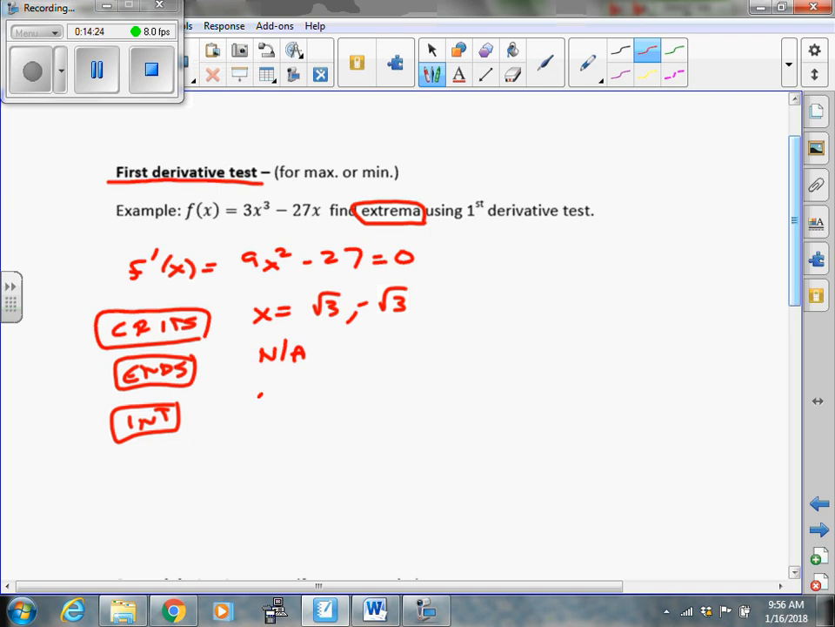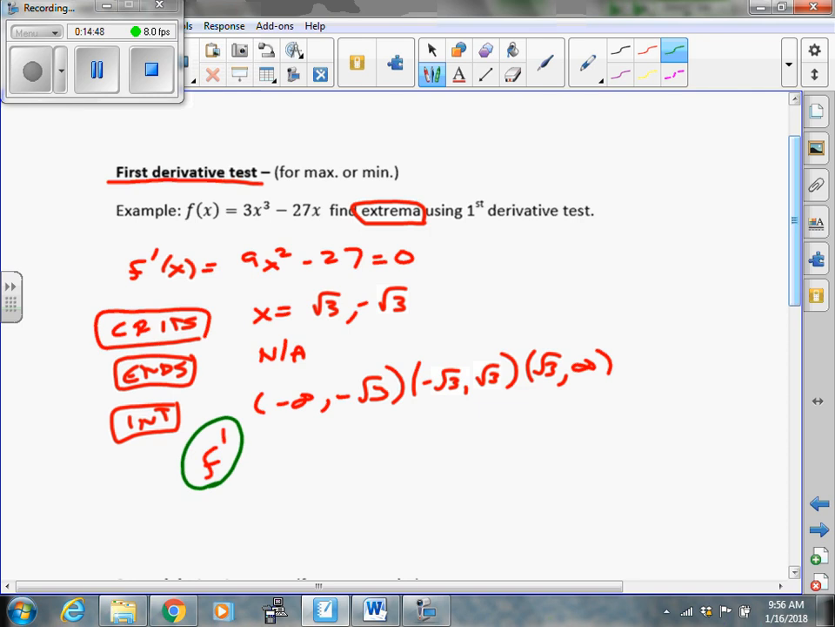Your intervals would be from negative infinity to negative radical 3, negative radical 3 to radical 3, and so on. And now here's where we're going to change things up, and I'll explain to you why. Right now, we know that we could take the derivative and plug numbers into my derivative, which is located right here. I prefer that be in factored form, but right now let's not sweat that out too much.